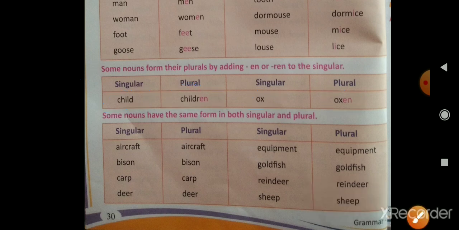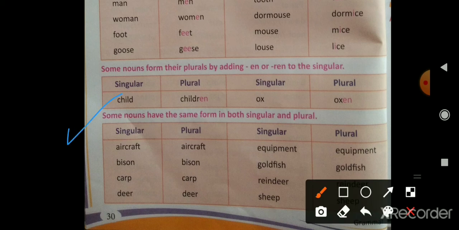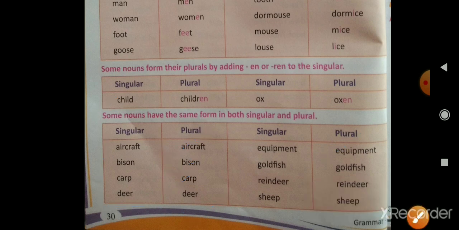Okay, now next is some nouns have the same form in both singular and plural. So these are the nouns which remain the same in the singular as well as in plural form. These are aircraft, vessel, car, deer, equipment, goldfish, reindeer, and sheep.